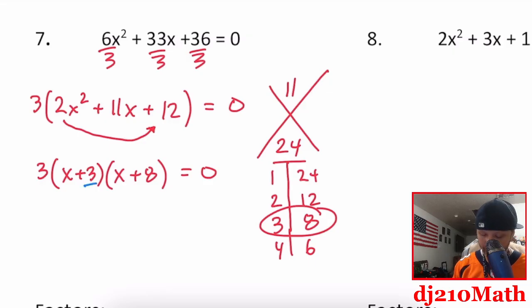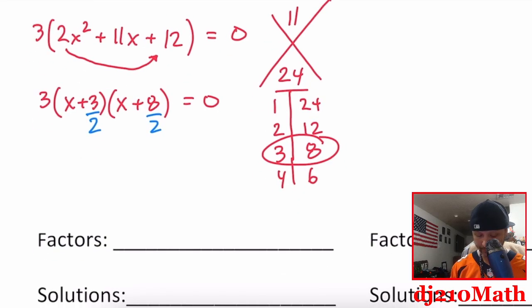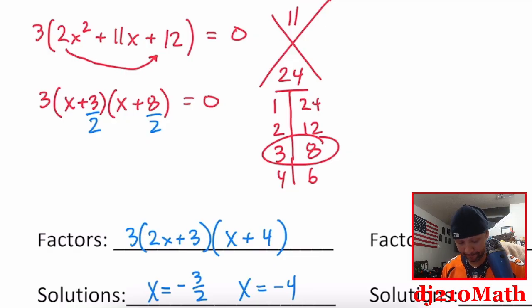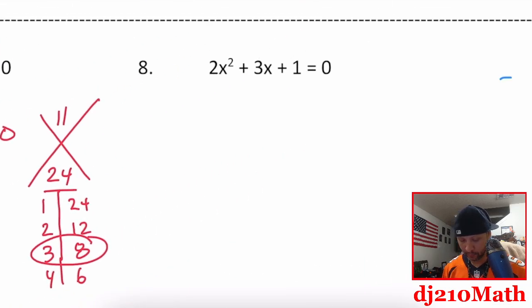Remember to divide by the a value, which in this case was 2. So the factors, (2x plus 3), x plus 4. Now the solutions, inside lies x equals negative 3 over 2, x equals negative 4. Okay. Moving right along.